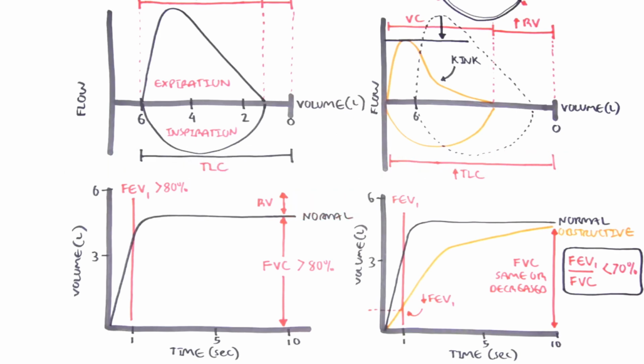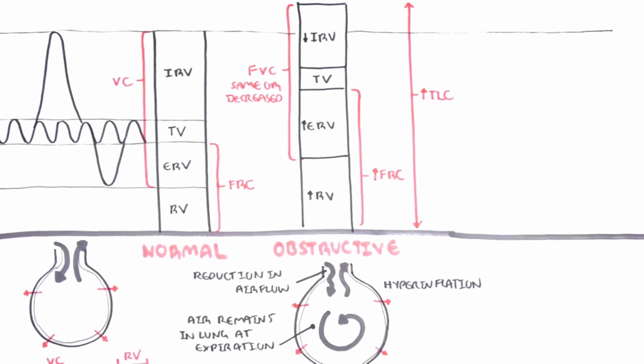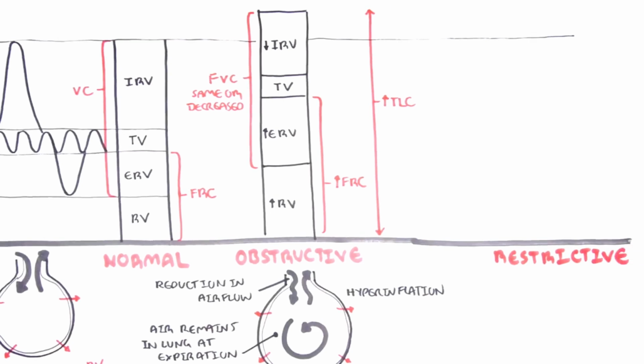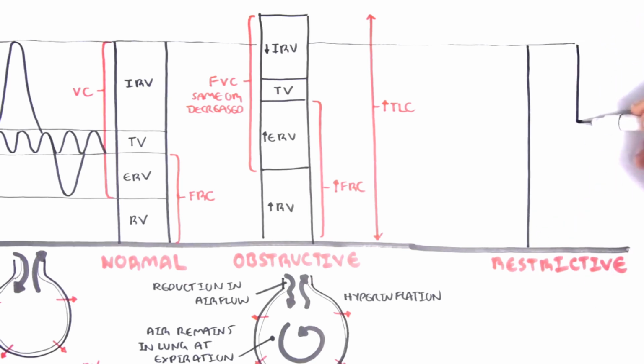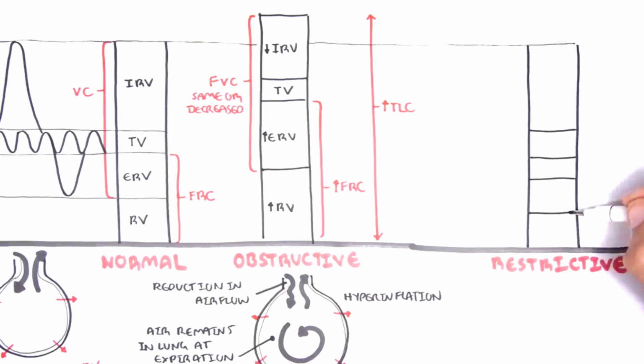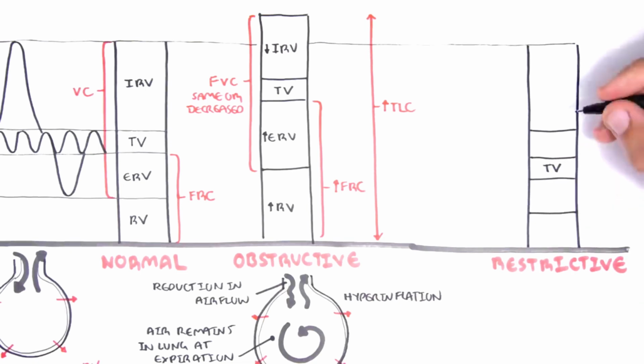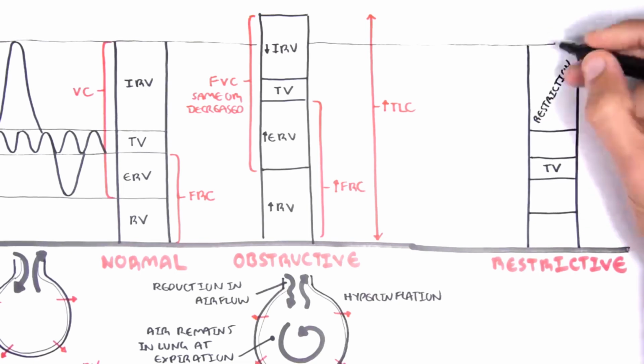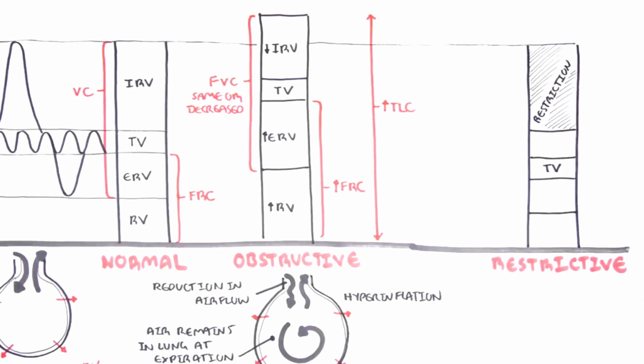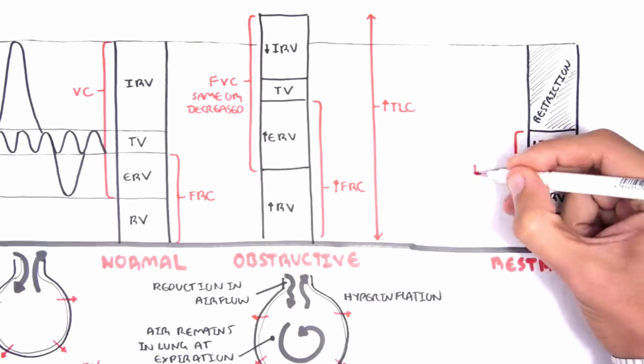Finally, let's look at restrictive lung disease. These conditions include pneumoconiosis, sarcoidosis, amongst many other things. In restrictive lung disease, you have restriction like fibrosis in the lungs, which impair lung compliance. So the tidal volume remains the same, but you have all this restriction in the lung, all this fibrosis. And so your inspiratory reserve volume is reduced, your expiratory reserve volume is reduced, and your residual volume is reduced as well. Everything is reduced.